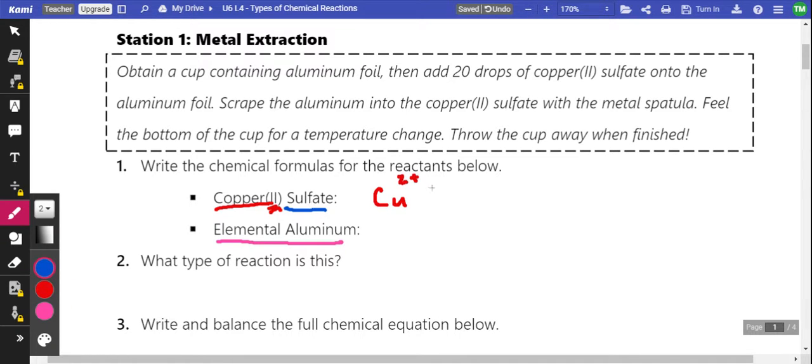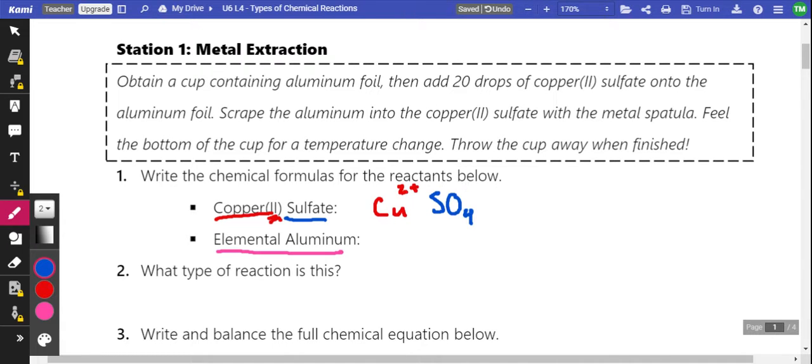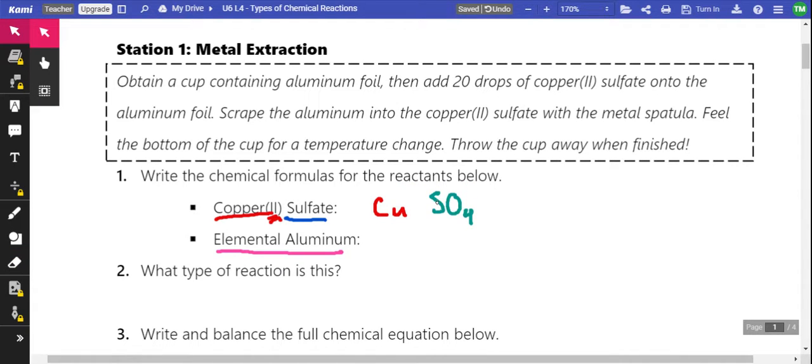Sulfate is a polyatomic ion. It's sulfur loaded with oxygens, so sulfur and 4 oxygens. And sulfate has a negative 2 charge. Now, wonderfully enough, the positive 2 and the negative 2 should cancel out as is, so we don't need any more Cus or any more SO4s, so I can just put those together. And that's going to be the formula for my first reactant, copper 2 sulfate.